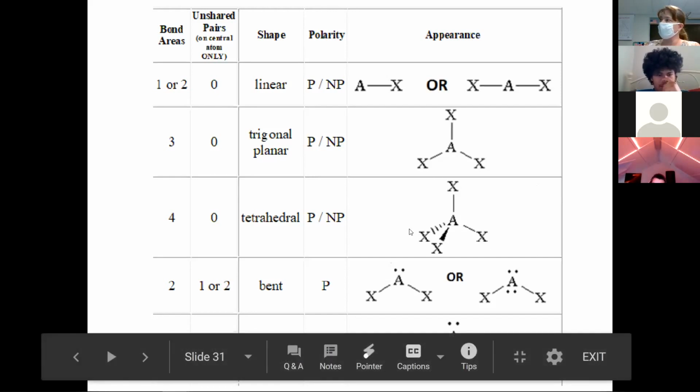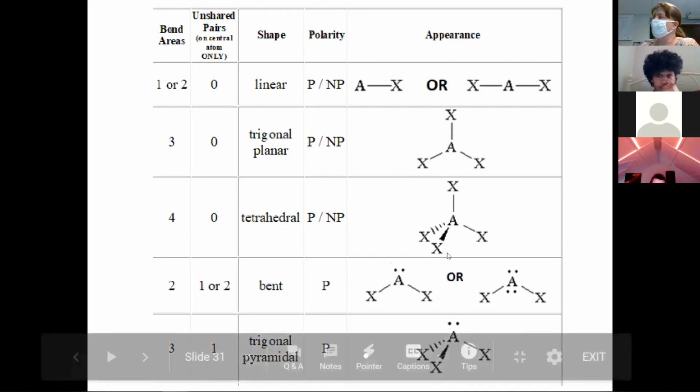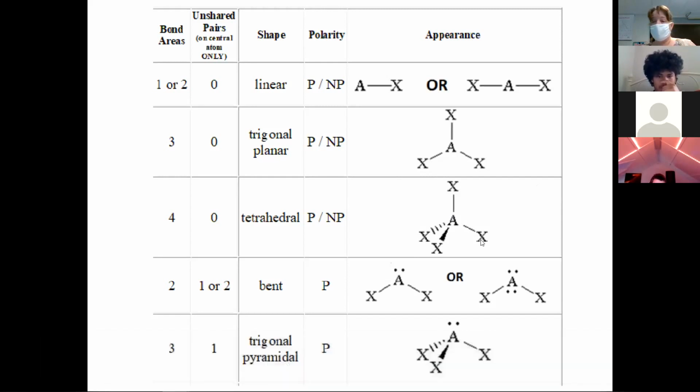This looks a little bit different. What this is showing is A just represents any central atom. So this is whatever atom you put in the middle. The 4 X's around the outside just show you that 4 possibly different atoms are around the outside.